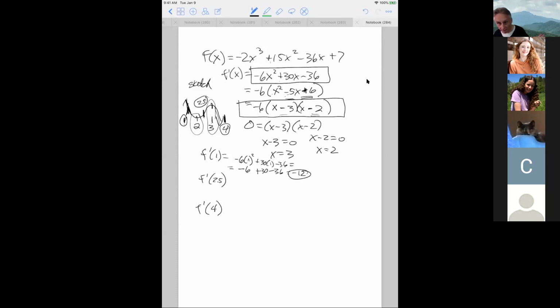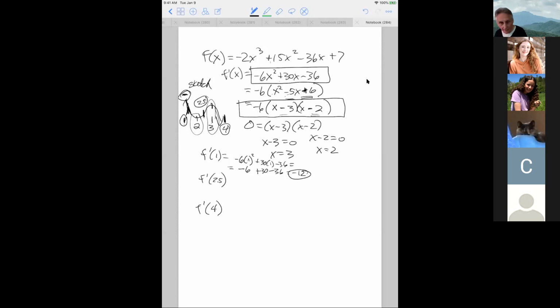Does that match our diagram, our sketch? Yes. If it doesn't, that's a flag. You did something wrong. Either the sketch is wrong or your calculation is wrong. So this is negative over here when you plug in 1. Now, you okay?